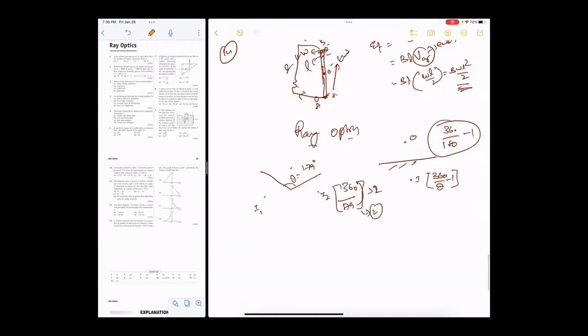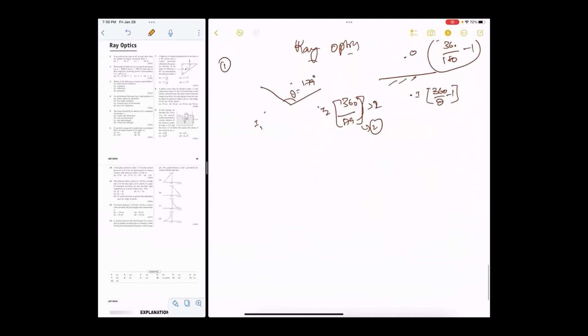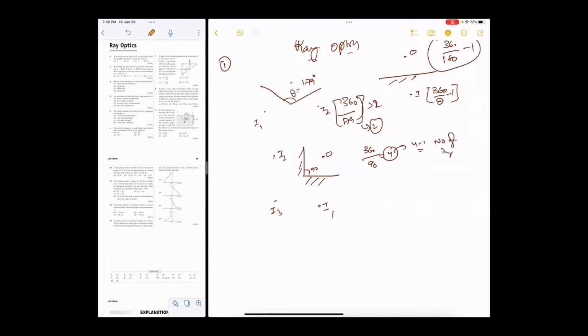Similar case scenario works when theta is 90 degrees. When theta is 90, this is the object I1, and I2 behaves like an object for this, I1 as an object for this. This is the I3. We have 3. This is 90 degrees. 360 by 90 is 4, but we have 4 minus 1 as the number of images. Am I right? So this I3, I4 are overlapping and becoming I3.